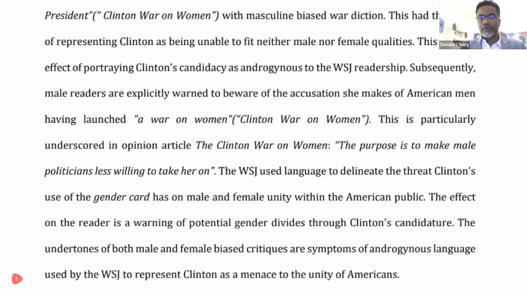Here are some exemplars on screen of this sort of analysis that the student would be doing. I'll pause there for a second for you to take a look at this one. Again, it's the same essay where the student was writing about the comparison between the way the Washington Post and the New York Times presents Clinton in a sort of androgynous manner. So if you look at the last sentence here, the SWJ used language to delineate, and the student goes on to try and have a sort of critical discussion about the way language is used in that newspaper.